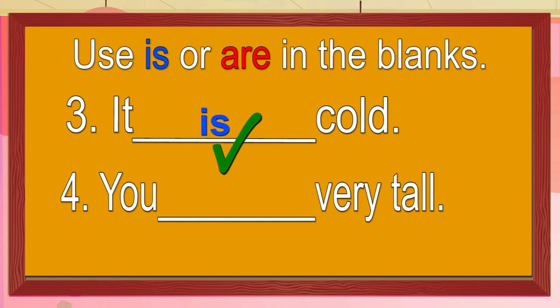Next, number 4. You something very tall. What word did you use? Did you use is or are? The correct word for that sentence would be are. You are very tall, and not you is very tall. If you have you are very tall, go ahead and put a tick at the end of your sentence. If you have you is very tall, just put an X and write the word are.